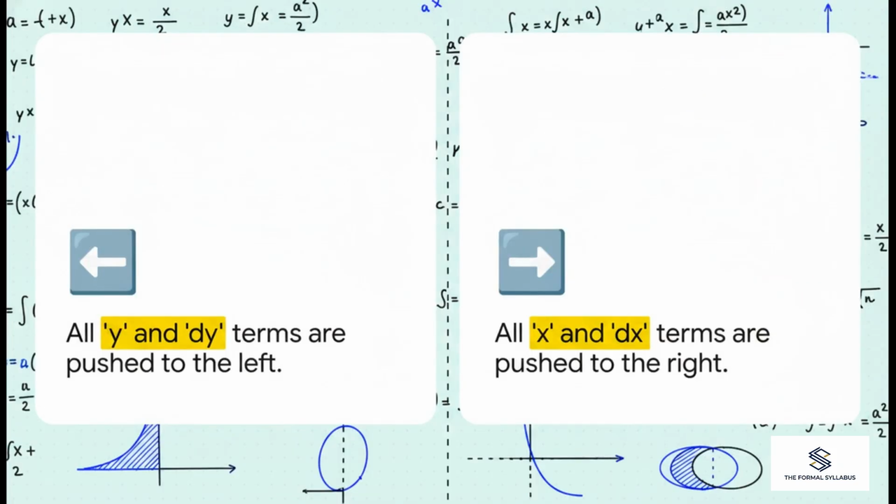Now, how we actually solve these is incredibly satisfying. We feed our human urge to organize by literally pulling the variables apart. We aggressively push all the y and dy terms over to the left side of the equals sign and shove all the x, t, and dx terms to the right. We are literally dividing the problem into two totally isolated, manageable halves.